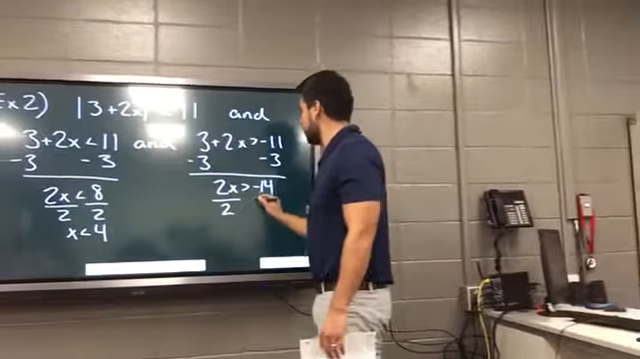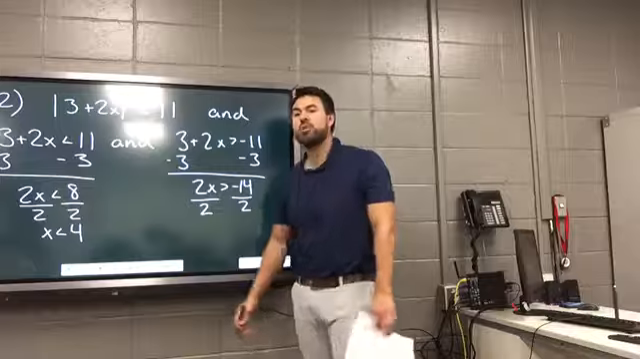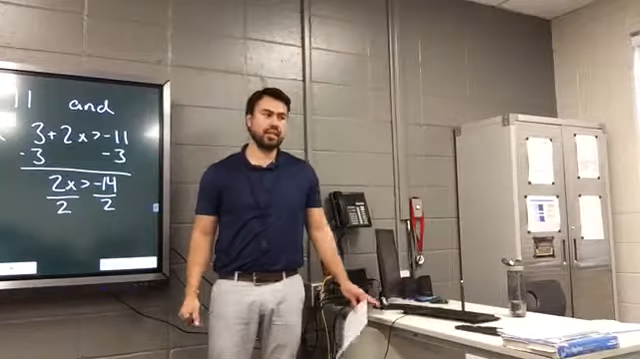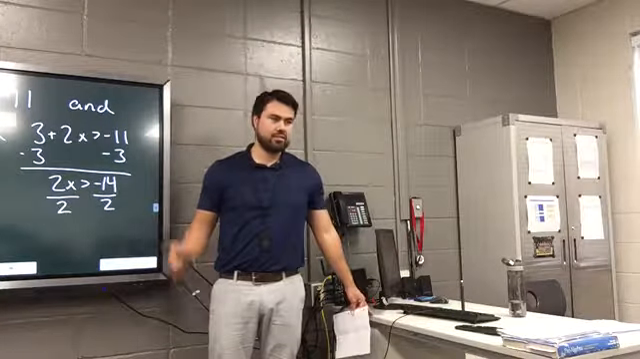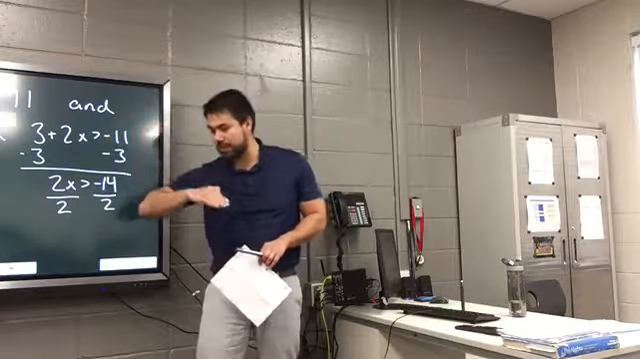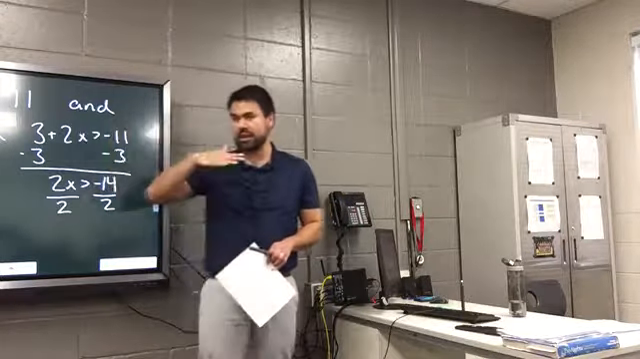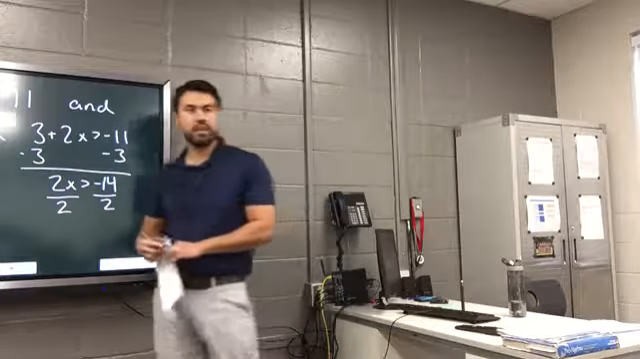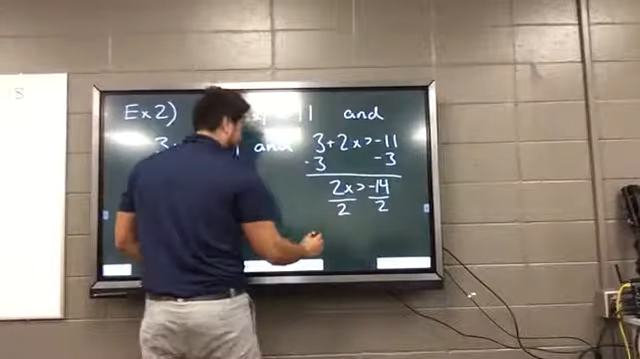And all the rules of inequalities apply. So if you multiply both sides by a negative, what happens to the inequality sign? Change. It goes the opposite direction. So if you multiply both sides by a negative or divide both sides by a negative, it will change the inequality sign. In this case, we didn't have to do that.